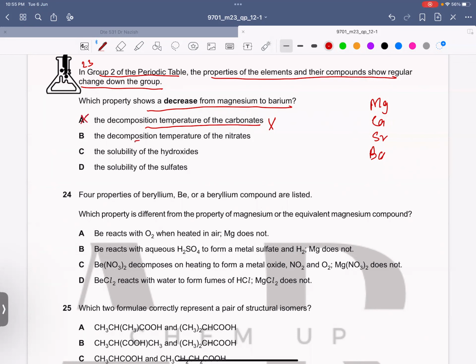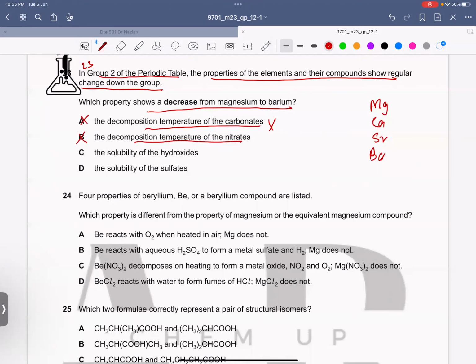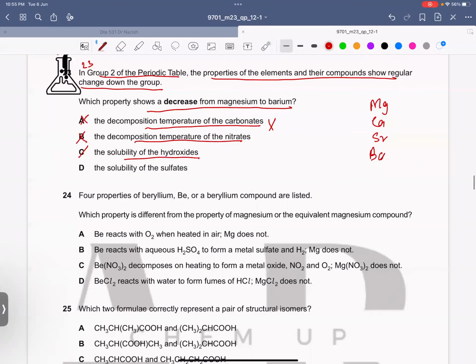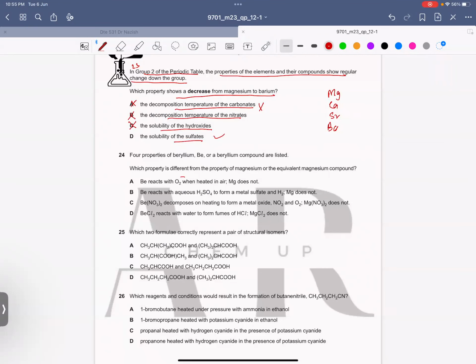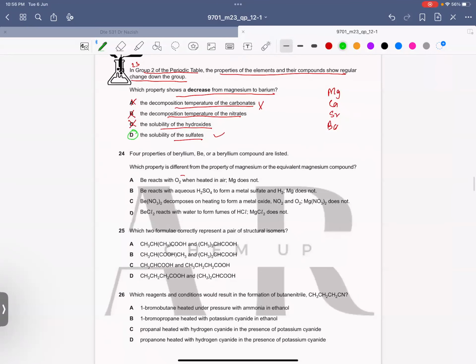The decomposition of nitrates also increases. The solubility of hydroxides also increases, if you recall. Only the solubility of sulfates is the one which decreases. So D is the correct answer in this case.